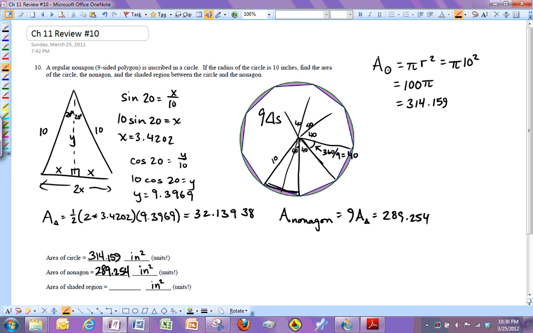Okay, so to get the area of the shaded region, well, that's the part in between the circle and the nonagon. So I'm going to do the area of the circle, which was 314.159 minus the area of the nonagon, and I'm storing everything, so my decimals are going to be correct at 3 places, but yours might be a little bit off. It's going to be 24.905 if you actually stored everything along the way.